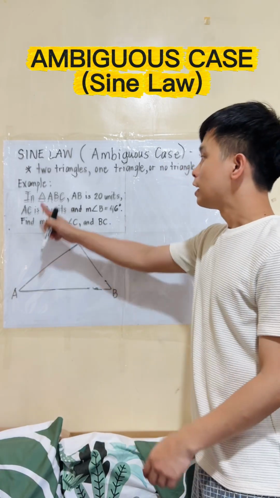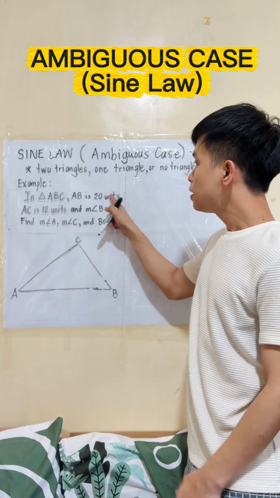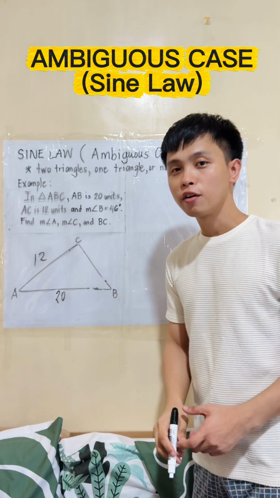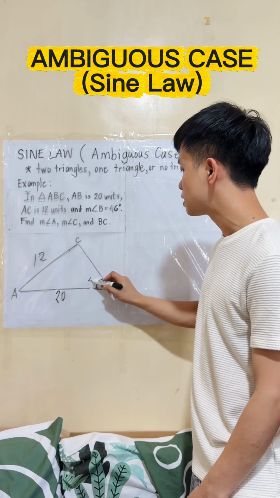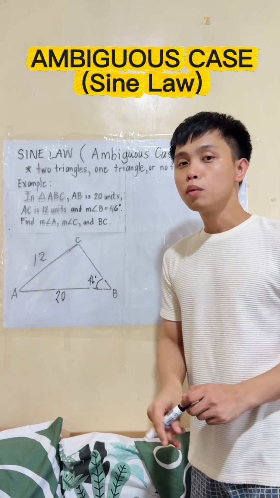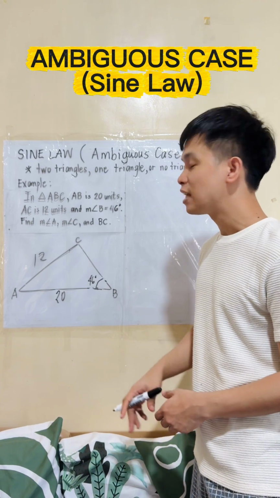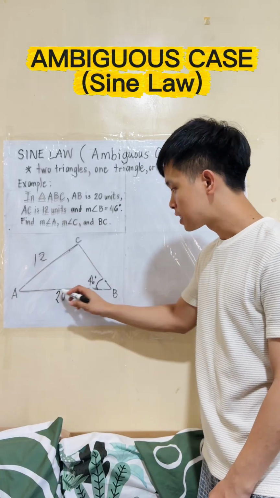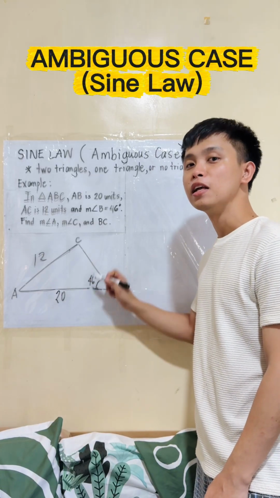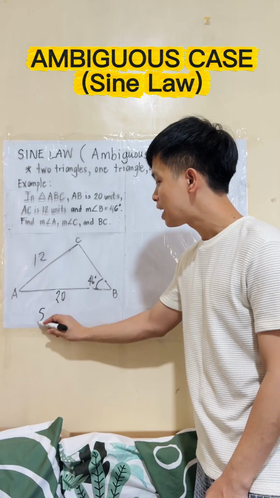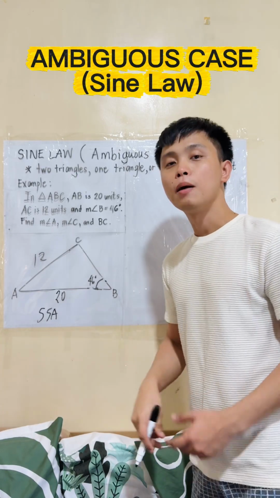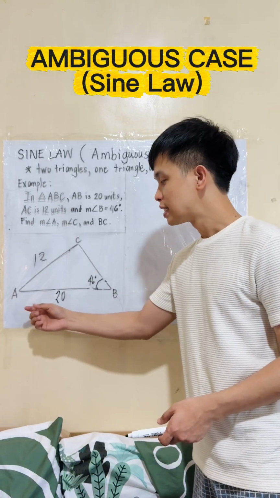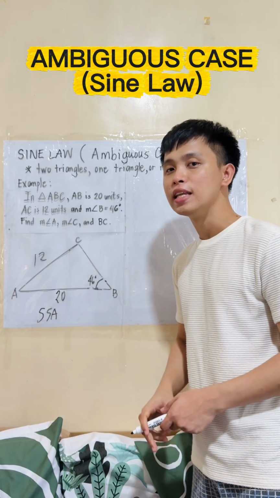For example, in triangle ABC, AB is 20 units, AC is 12 units, and the measure of angle B is 46 degrees. This is 46 degrees. Upon observation, we can tell that this is an ambiguous case because we have a side, another side, and a non-included angle which are given. So this is SSA. Remember, an ambiguous case in triangles will occur if we have this given: two sides and a non-included angle.